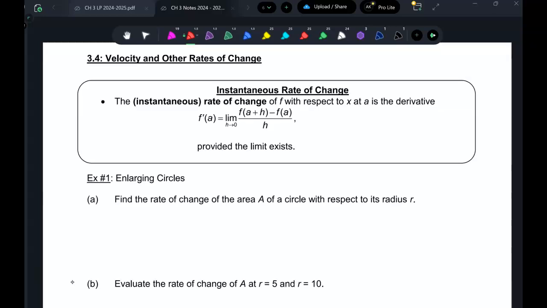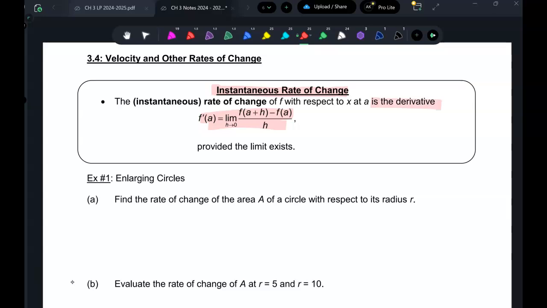Okay, and instantaneous rate of change. Instantaneous rate of change is the same thing as derivative. Yes, we've already done it, but we're going to actually apply it in terms of, we'll see shortly with velocity, acceleration, and so on. Instantaneous rate of change is the derivative.